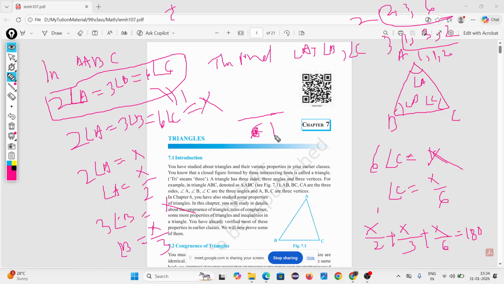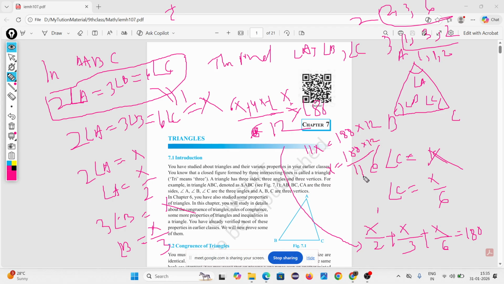12 divided by 2 is 6, so 6x plus 4x plus x equals 108. Then 6x plus 4x plus x is 11x. 11x equals 180 into 12. Cross multiply. Then x equals 180 into 12 upon 11.